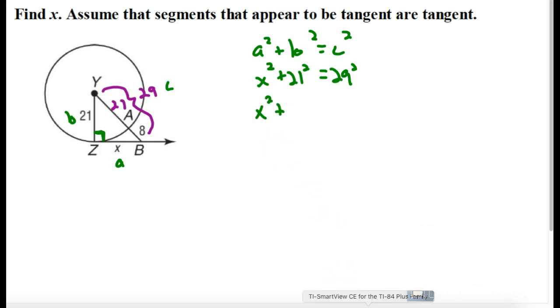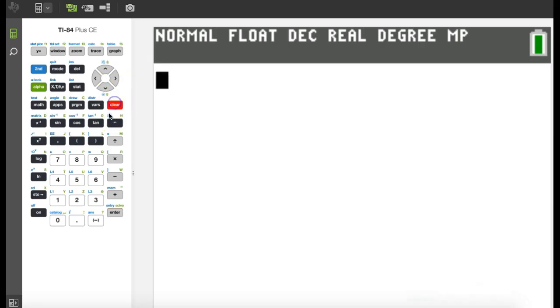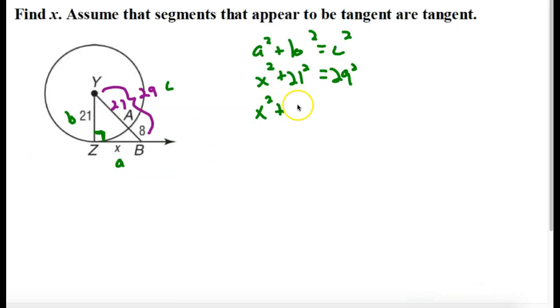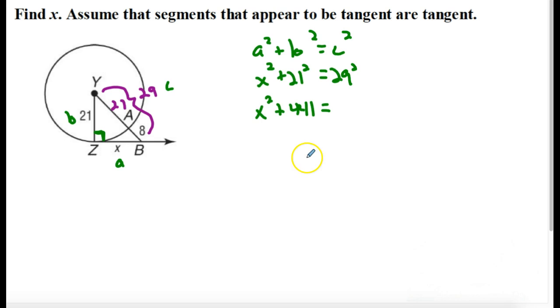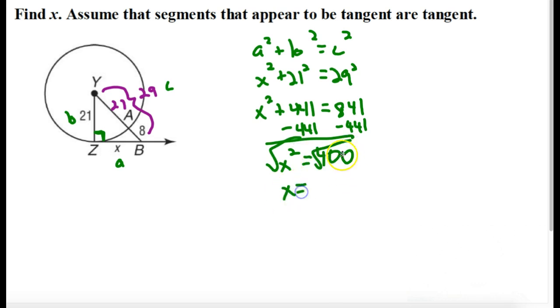I don't know these off the top of my head, so let's bring up the calculator. 21 squared is 441, so x squared plus 441 equals 29 squared, which is 841. Subtract the 441 over, we get x squared equals a nice round 400. Take the square root of both sides, and the square root of 400 is 20. So this missing side here, ZB, is 20. All right. Let's try one more like this.